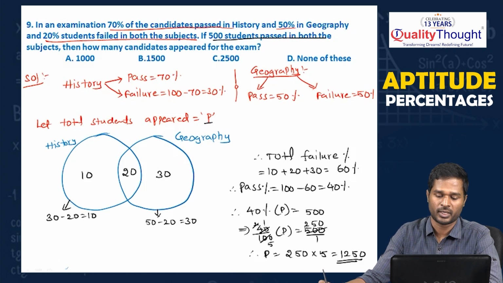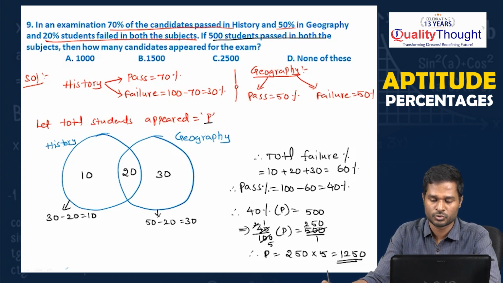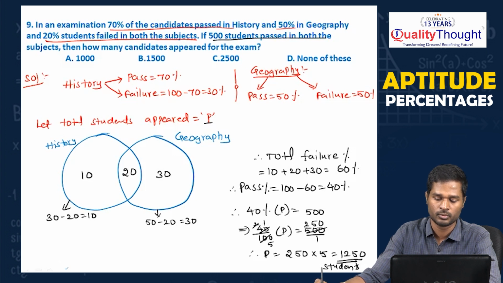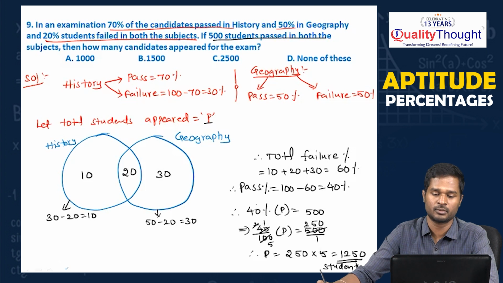Okay. So, 40 percentage, see 2 2s are 4, 2 5s are 10 and 0. So, P value will be equals to 250 into 5, which is 25 5s are 125 and 0. So, 1250 students. I mean this 1250 is the total number of students who appeared for the exam.